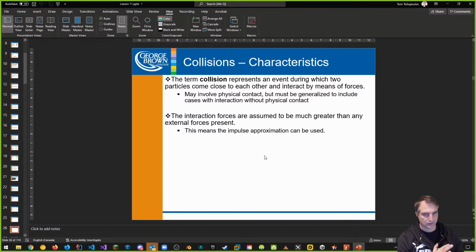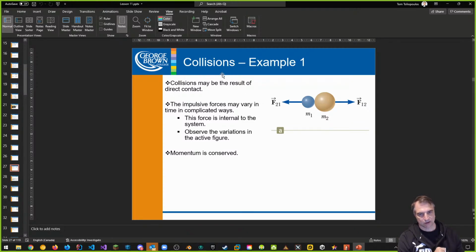Okay, those two things. The term collision represents an event during which two particles come close to each other and interact by means of some kind of forces. The reaction forces are assumed to be much greater than any external forces present. This means that the impulse approximation can be used, and that's what we want to use, because it's far easier than using integration.